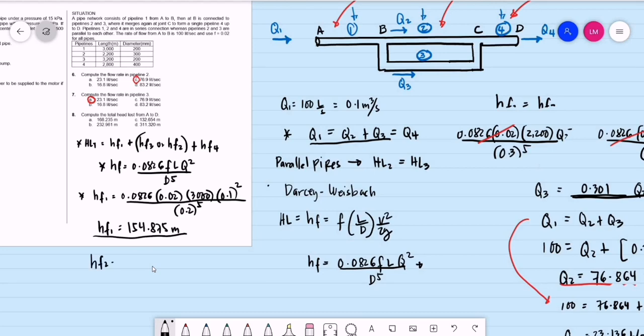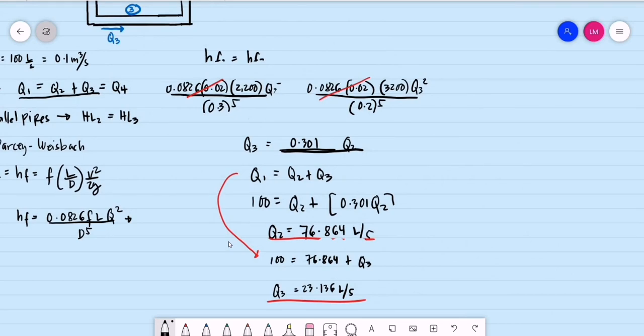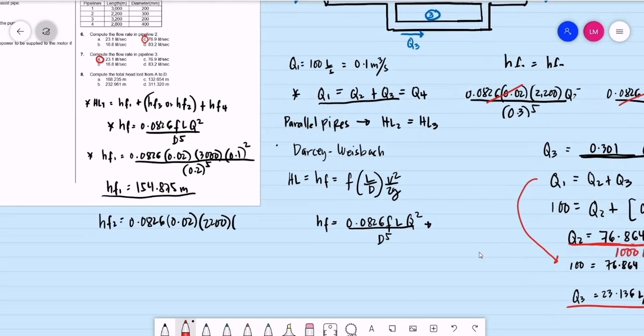We have head loss for pipeline number 2 is equal to 0.0826. Friction factor is 0.02. The length per pipeline number 2 is equal to 2,200 meters. The discharge, we are able to compute for the discharge, in terms of liters per second, this is 76.864. Or if we convert this, divided by 1,000 liters, we'll be having 0.07686 cubic meter per second. If I use only 3 decimal places, let's say 0.0769 cubic meter per second.